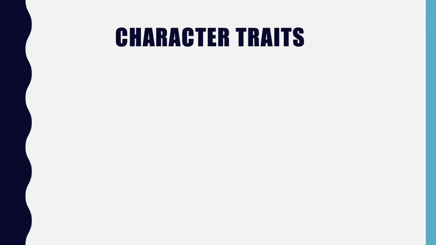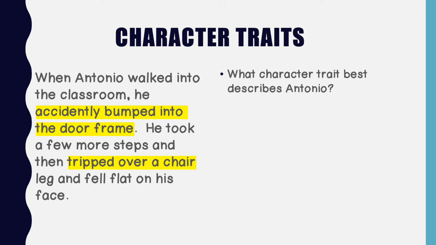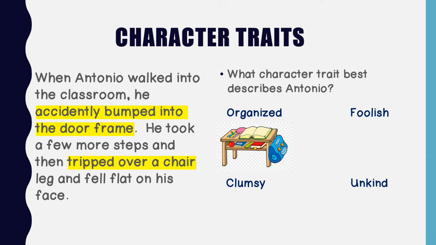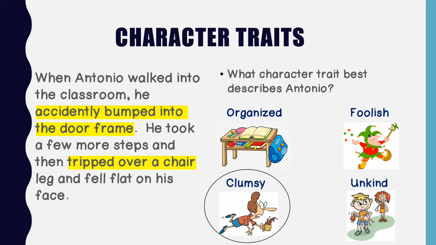Now we are going to have a look at what the author says to describe the character. The author wrote he accidentally bumped into the doorframe and tripped over a chair. Well, I know that does not mean that Antonio is organized or unkind. And since the author wrote accidentally, I know he is not doing this on purpose. So I think the best answer choice here is clumsy. Let's look at another example.